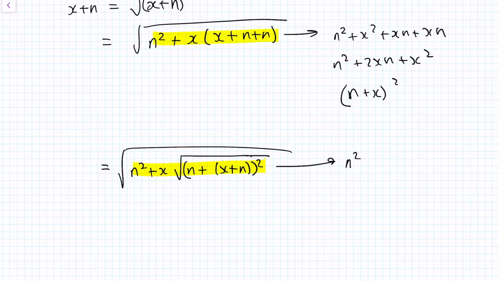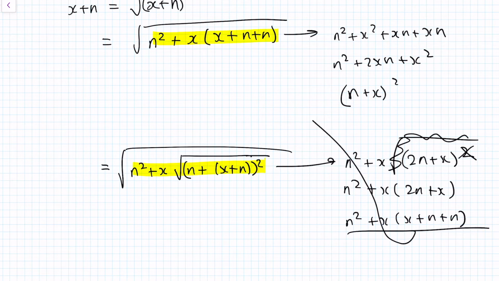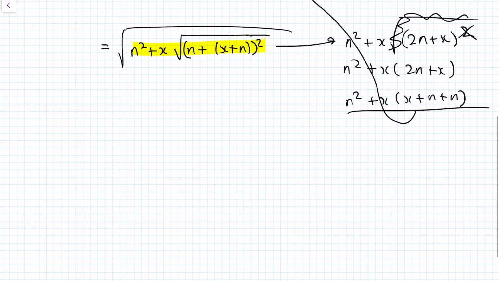So you have n squared plus x square root of. What you have inside the bracket is this. In other words, you can get rid of the square root sign. So we have n squared plus x into 2n plus x. So you can write it as x plus n, which is the same as the previous form. Yeah. So let's do one more step to understand even better.